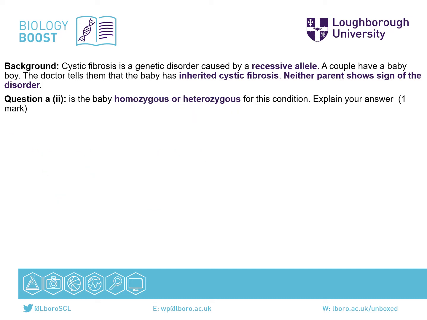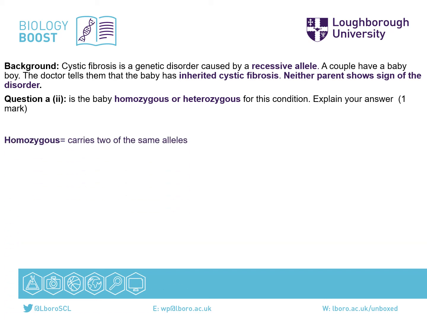So question A part 2 follows on from the last question and therefore has the same background. They want to know if the baby is homozygous or heterozygous for cystic fibrosis, and they want you to explain your answer. So firstly, it's important to note what is homozygous and what is heterozygous. What do these words mean? Any ideas?